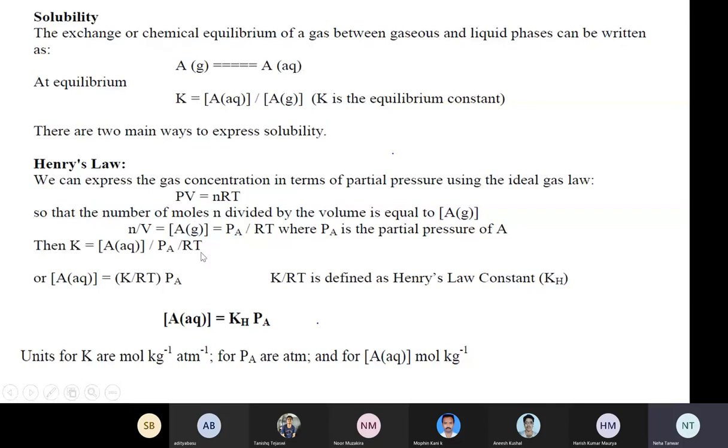So how do we derive Henry's law constant? Let's look into that. At equilibrium, we all know about this equation, right? The equilibrium constant. This is valid for a salt solution as well. This is valid for acid and base reactions as well, and this is valid for the solubility of gases in liquid.